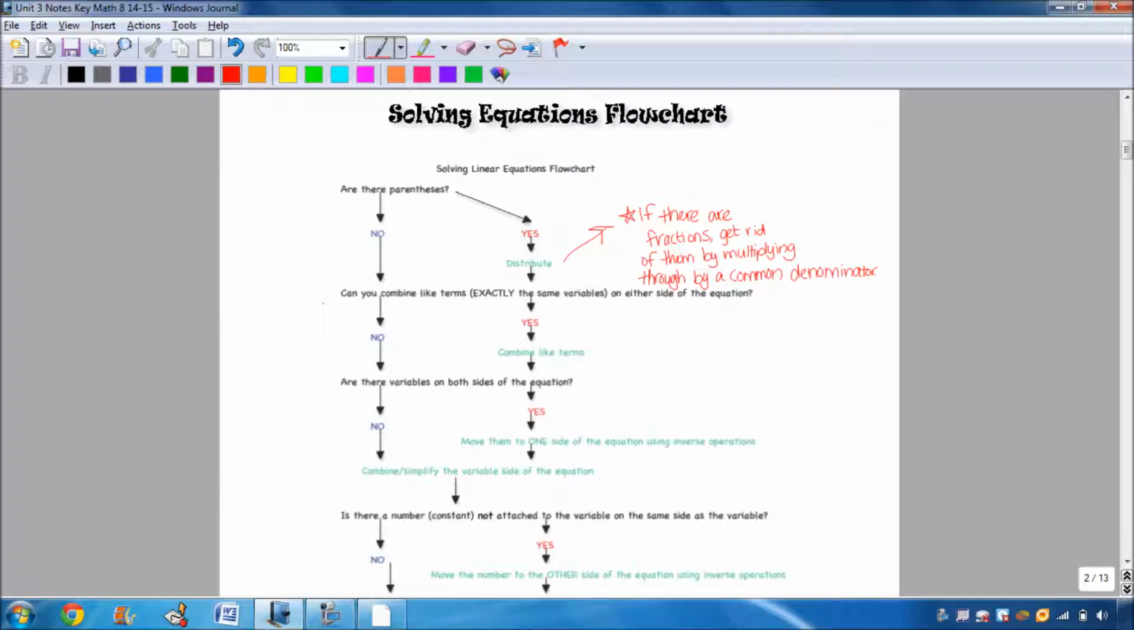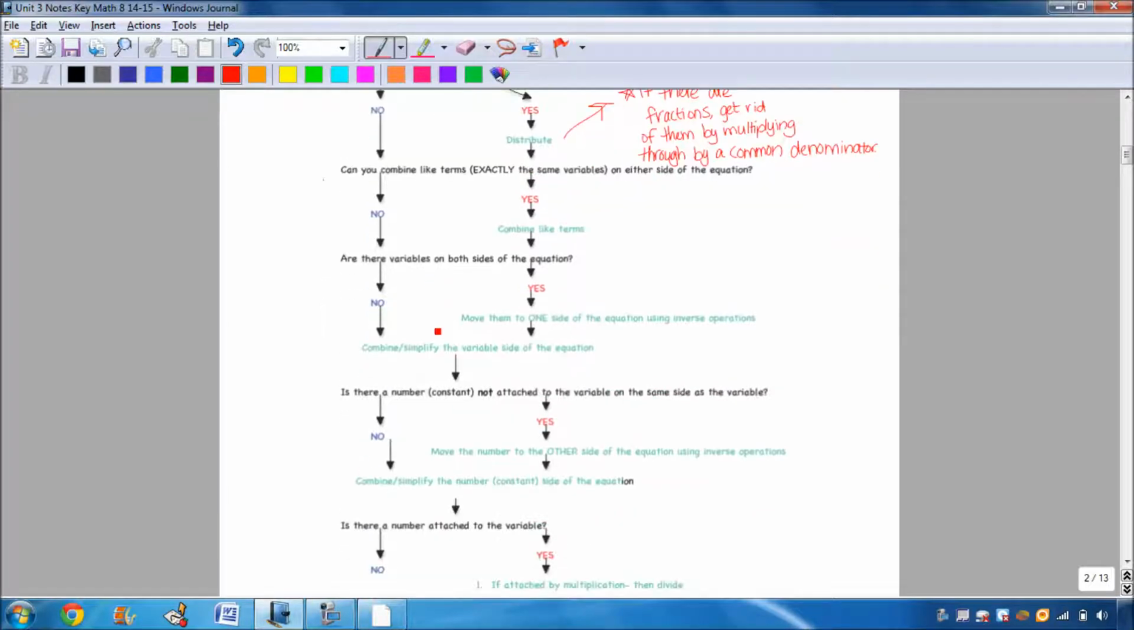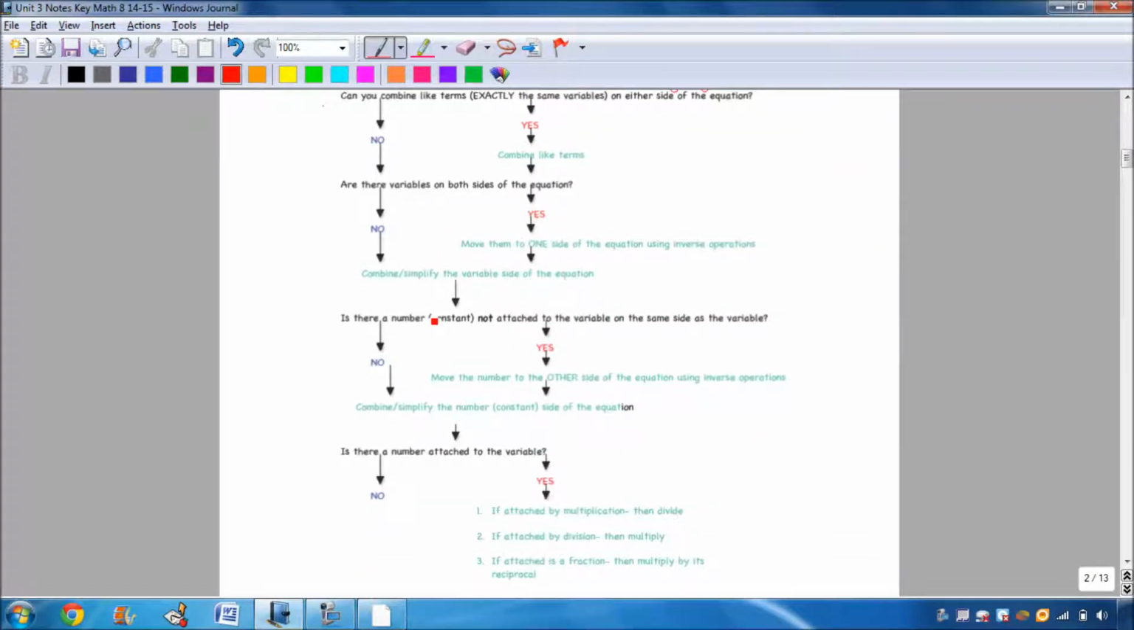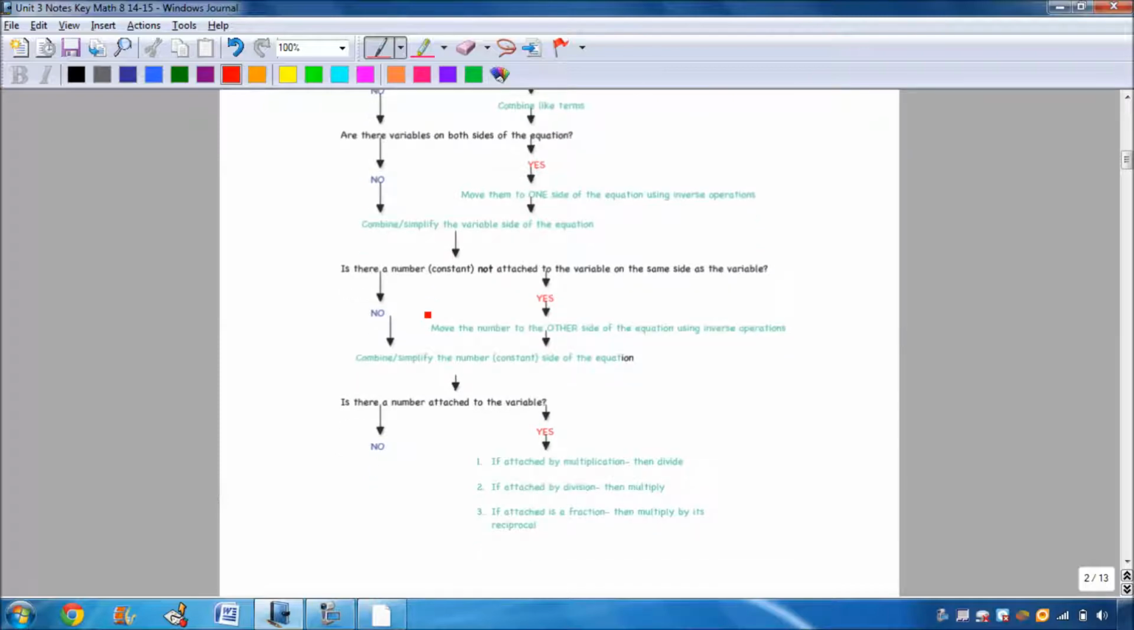Then you're going to find out, is there a number or constant not attached to the variable on the same side as the variable? You do this all the time. If the answer is yes, you're going to move the number to the other side of the equation using inverse operations. And then if the answer is no, you move on to the next step. Lastly, you're going to ask yourself, is there a number attached to the variable? If the answer is yes, then if it's attached by multiplication, you're going to divide. If it's attached by division, then you're going to multiply. And if it's attached as a fraction, then multiply by the reciprocal, all right?